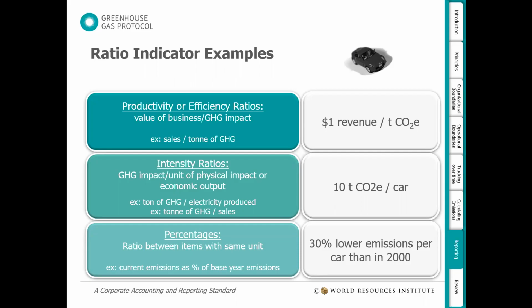Examples of these kinds of metrics include things like resource productivity, such as, say, sales per ton GHG, and process efficiency, such as production volume per ton GHG. The second type of indicator here is an intensity ratio, and that expresses GHG impact per unit of physical activity, such as emissions per electricity produced, or they express emissions per unit of economic output. So, for example, emissions per unit sales or per unit value added.